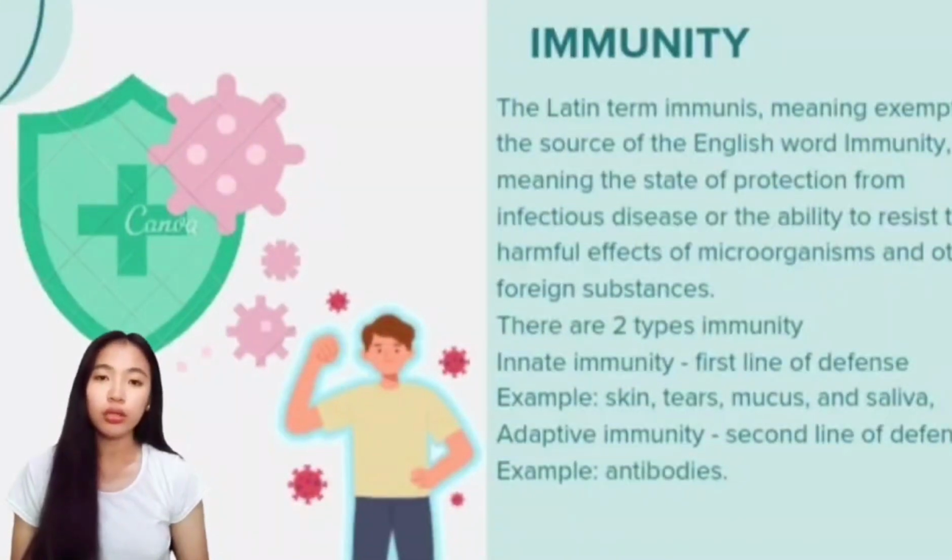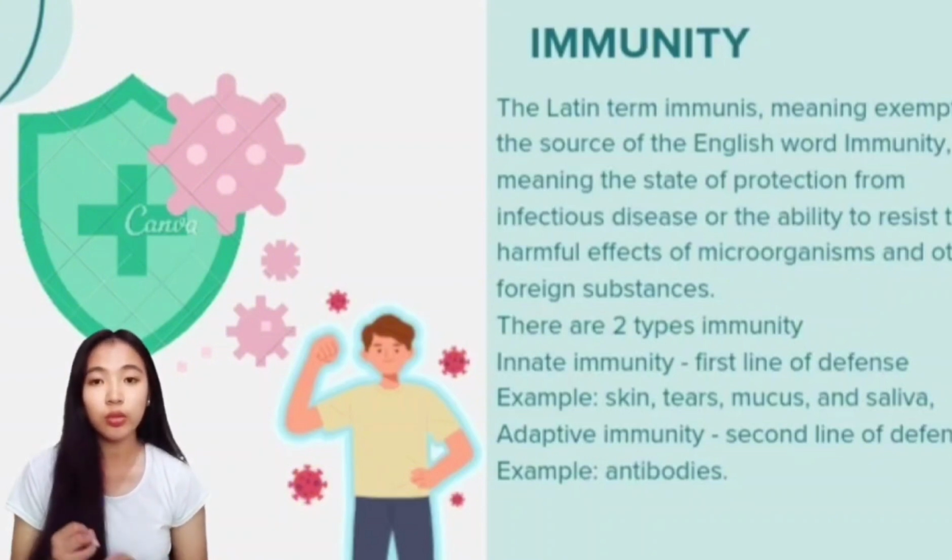Immunity. The Latin term immunis, meaning exempt, is the source of the English word immunity, meaning the state of protection from infection, disease, or the ability to resist the harmful effects of microorganisms and other foreign substances. There are two types of immunity: the innate immunity and the adaptive immunity. The innate immunity is the first line of defense. The examples are the skin, tears, mucus, and saliva, while the adaptive immunity is the second line of defense, and the example is the antibodies.